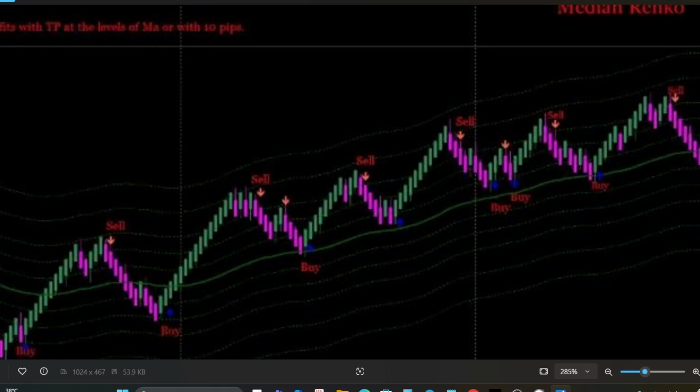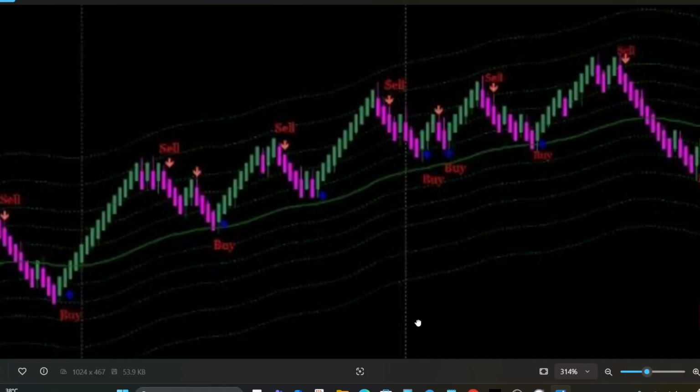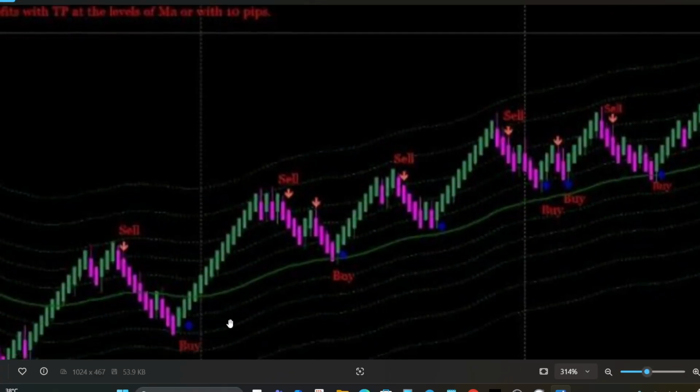Now that we understand the benefits of median Renko bars, let us talk about how you can use them in your trading strategy. The first and most obvious way is to use median Renko bars to confirm the trend direction. If you are a trend follower, this tool is perfect for you. You just look for a series of consecutive green bars for an uptrend or consecutive purple bars for a downtrend. Once the bars align in one direction, you've got a clear signal that the trend is strong and it's time to consider entering a trade in that direction.